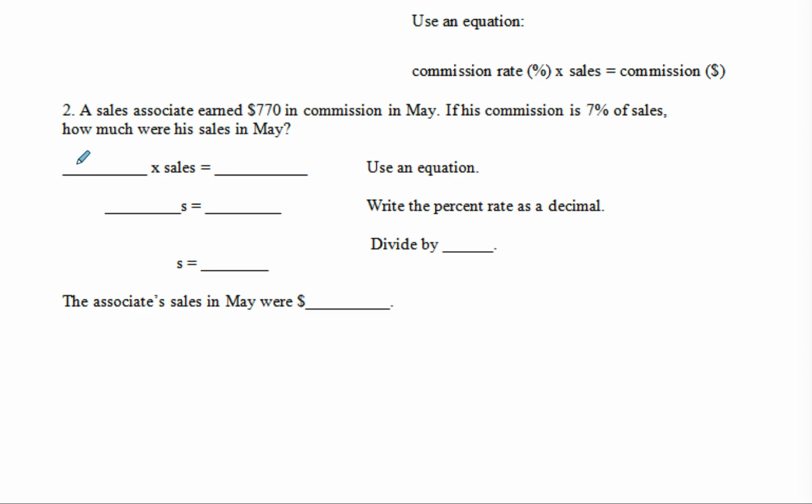All right, so let's get the equation set up. 7% as a decimal is 0.07. We move that decimal 1, 2 places over, placeholder 0. And then it's going to equal $770. Okay, go ahead and pause the video and finish solving that equation.